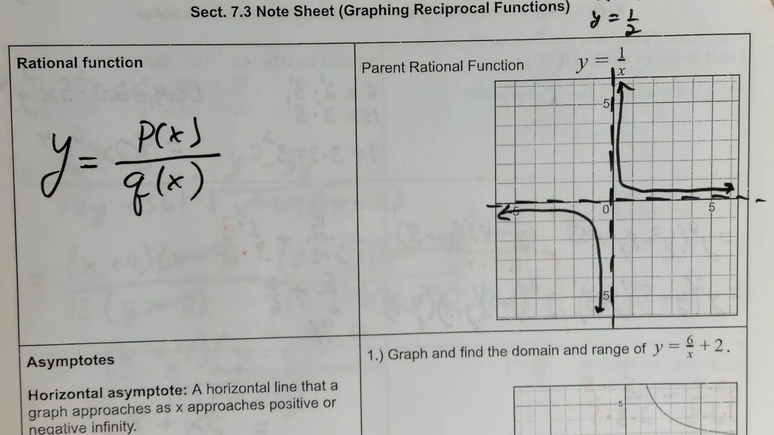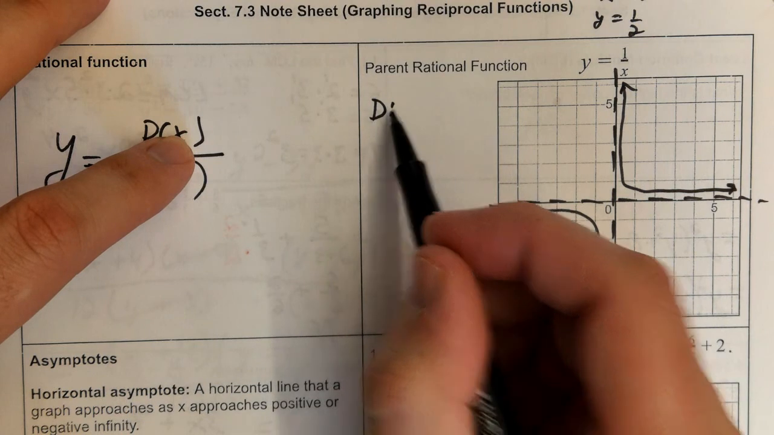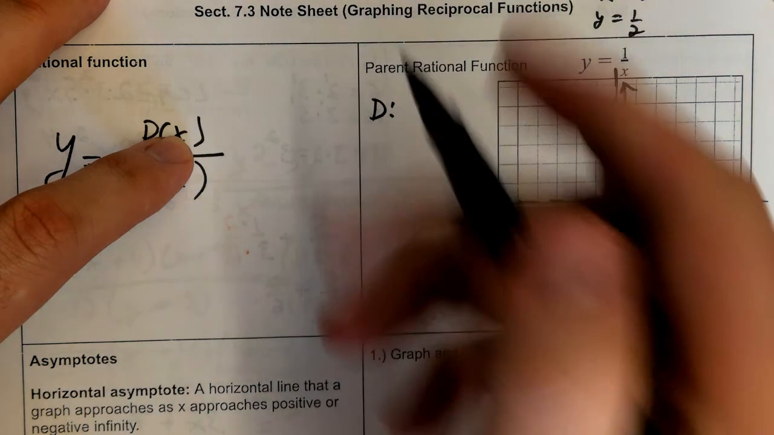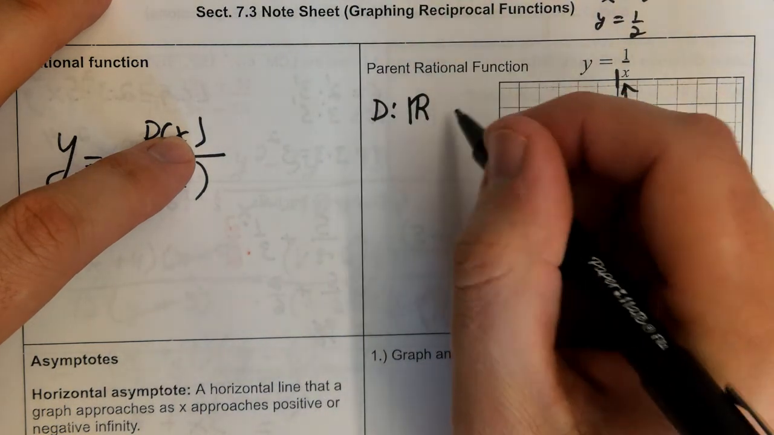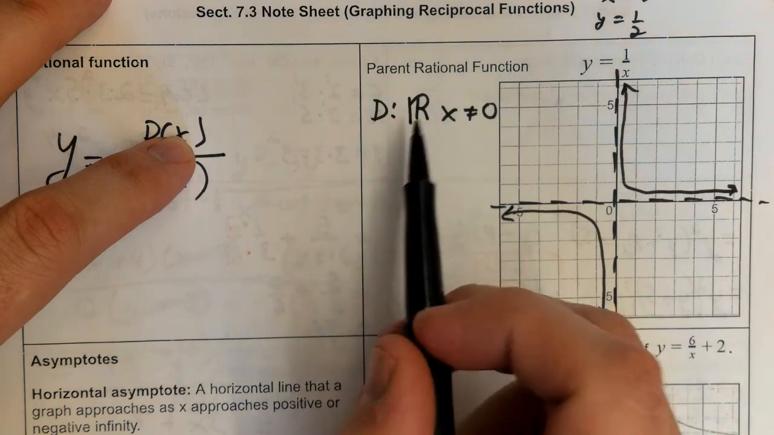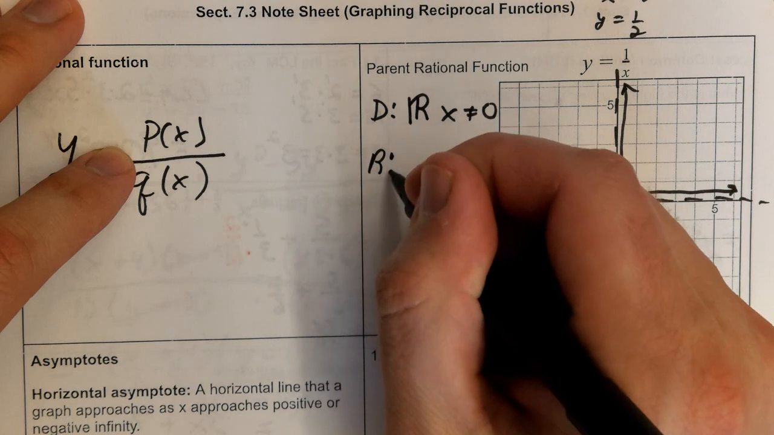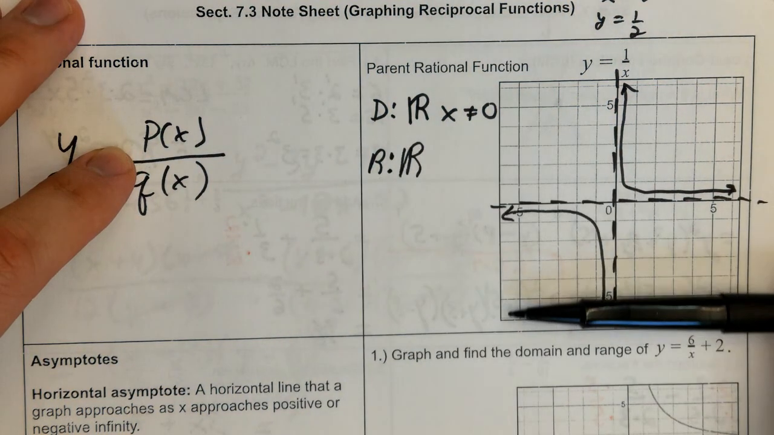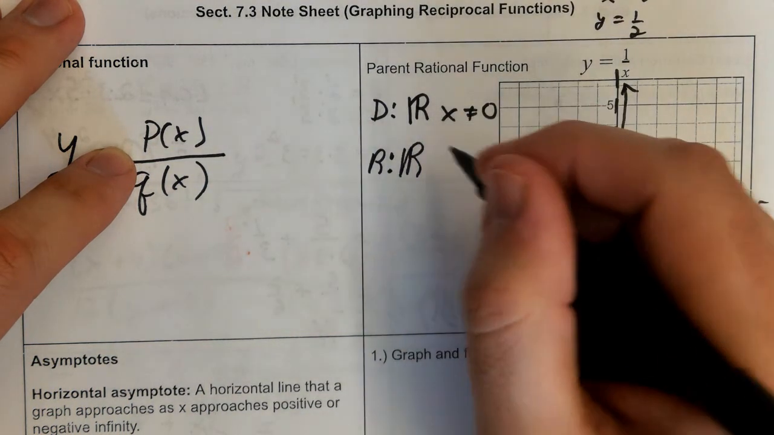Okay, so let's find the domain and range on this. The domain is all x values covered by the graph. That's going to be everything except for 0. So we can write this capital R here, fancy R, and then we'll write x can't be 0, so that means all real numbers except 0. For the range, again, this is the y values covered by the graph, so this graph will cover all y values except for 0. So we'll write y can't be 0 here.